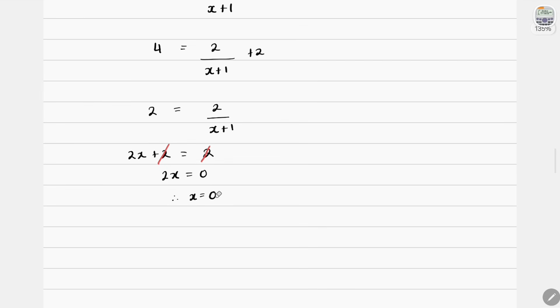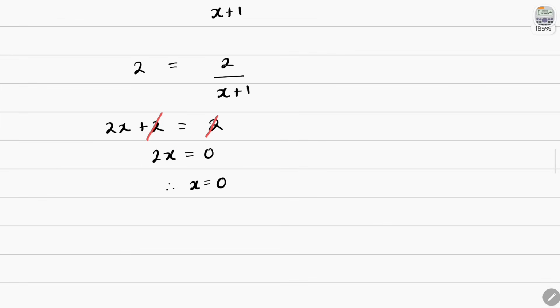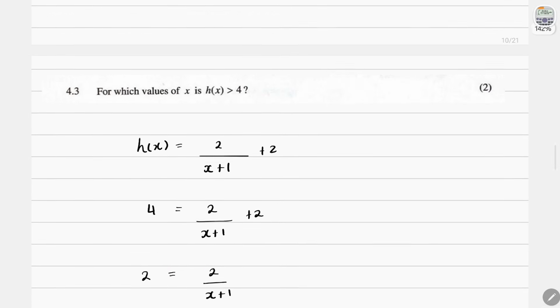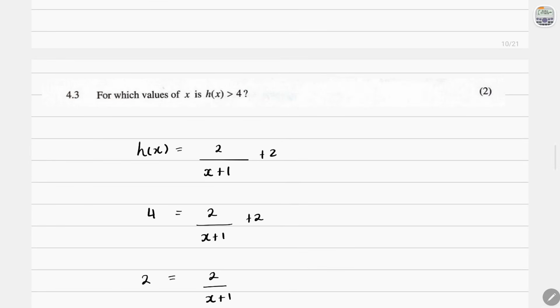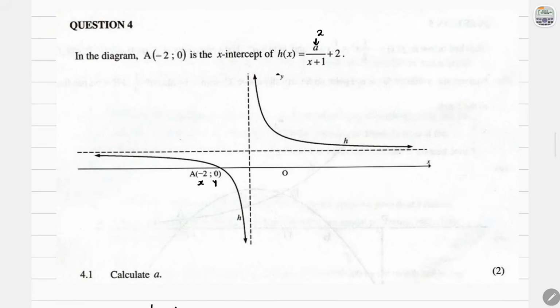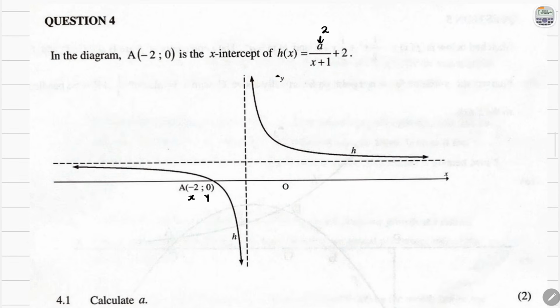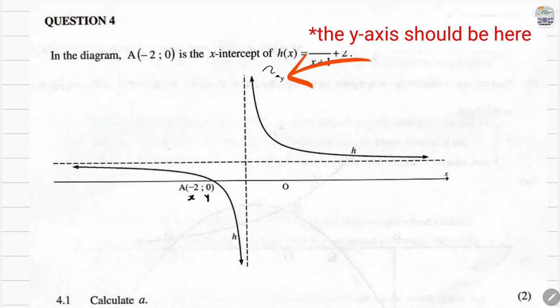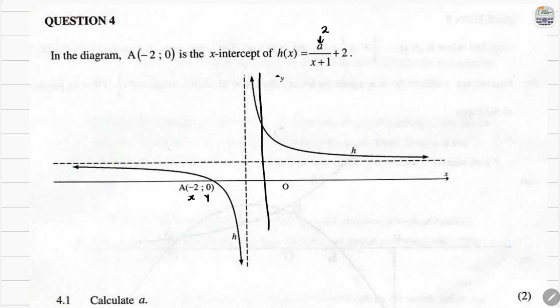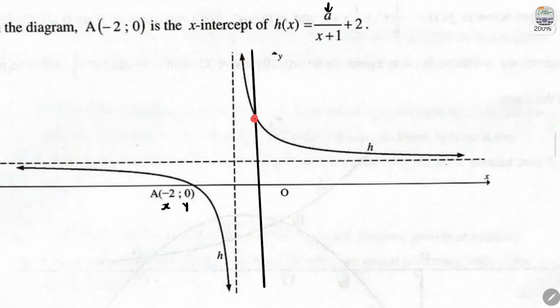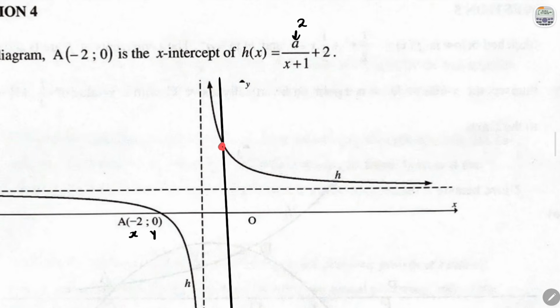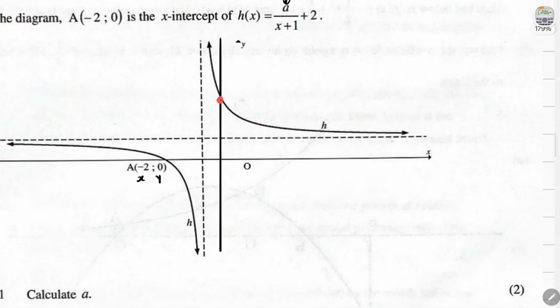x is equal to 0 only at the y-intercept. So it means that this is a y-intercept of 4. Okay, so meaning on our graph, had there been a y-axis, it would intersect the y-axis at 4. So it will intersect at 4, and we just need to find out where h of x is greater than 4. So if this is the y-axis, then where is this graph?